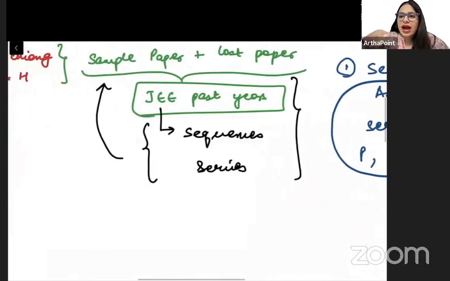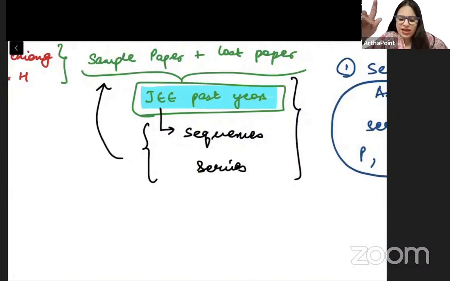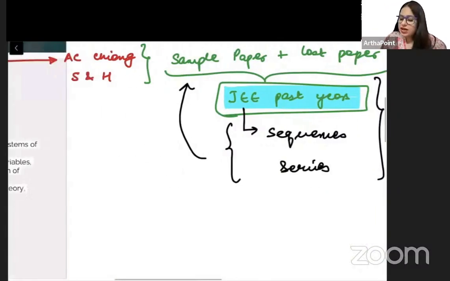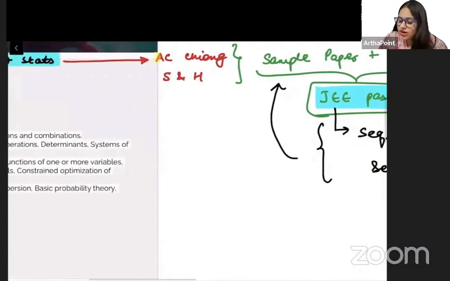So it is a good idea to go back and revise these topics again, to revise probability, sequence, series, AP, GP, permutation, combination from your class 12 RD Sharma or JEE paper. Very, very important, beta. Other than that, you can follow AC Chiang and Sater and Hammond to do this part.